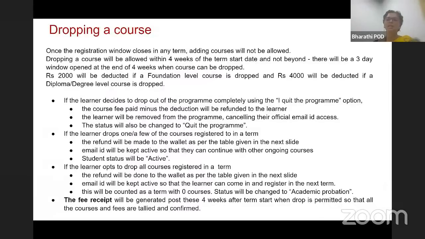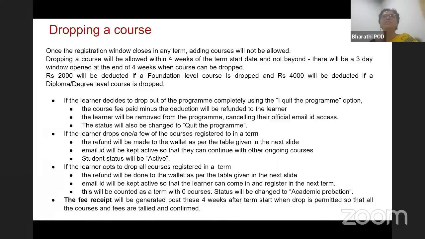Dropping a course, if we permit it in this program for you to drop a course. After 28 days, there is a 3-day window in which you can drop a course. And there is an administrative fee that we take. And we take that administrative fee and only the remaining is transferred back to you. So here you can see 2,000 rupees will be deducted if a foundation level course is dropped, and 4,000 rupees will be deducted if a diploma or degree level course is dropped.